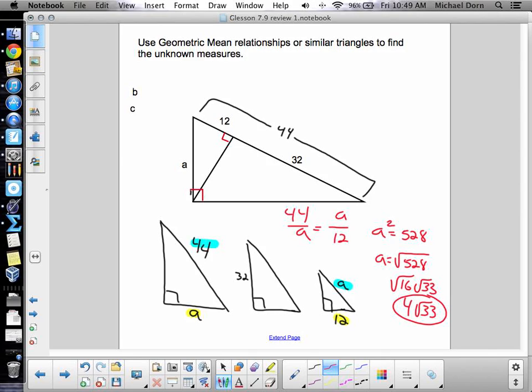And honestly, if you left it at root 528 in a problem like that, you're still getting most of the credit. Maybe a half point off for not simplifying if you got that whole thing set up. We still want to simplify it. If you want all the points, you got to get it all the way down. But show your work and set it up.